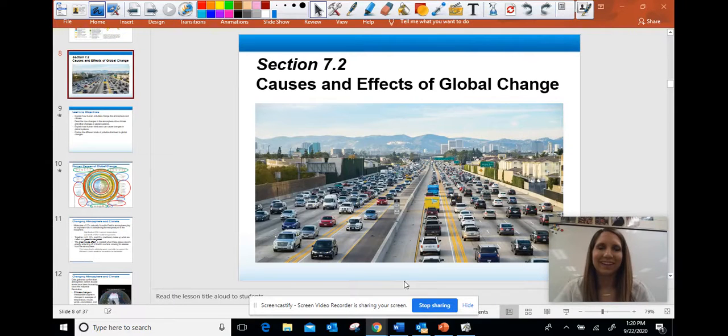Hey, everybody. So today we're looking at section 7.2. And in this screencast, instead of trying to do the whole section all at once, we're going to divide the section into two parts because it is pretty long. With this first part, we're going to look specifically at the changing climate and our changing atmosphere and how those things relate to things like air pollution.